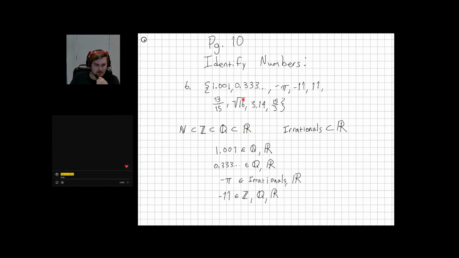Square root of 16. Okay, square roots can definitely be irrational, but be careful. 16 is a perfect square, right? 16 is equal to 4 squared. So the square root of 16 is equal to the square root of 4 squared, which is going to cancel with the square root, so that's just 4. Well, 4 is a counting number. So square root 16 is in the naturals, the integers, the rationals, and the reals.